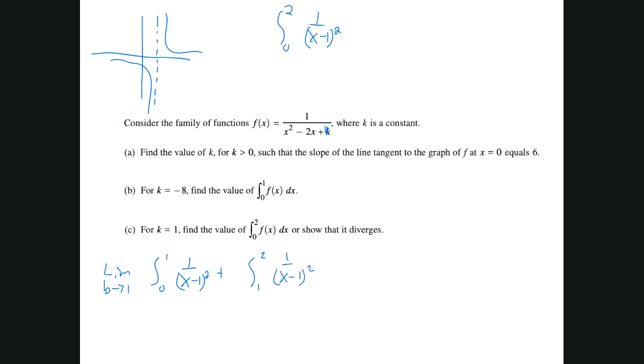If you're going to a function like that, you've got to split it up. Now, when you take the integral of this problem, I do believe you're going to end up with something like, if I do this right, the limit as b approaches 1 of, and if I take the integral of that, what do I get? Negative 1 over x minus 1. Is that right?